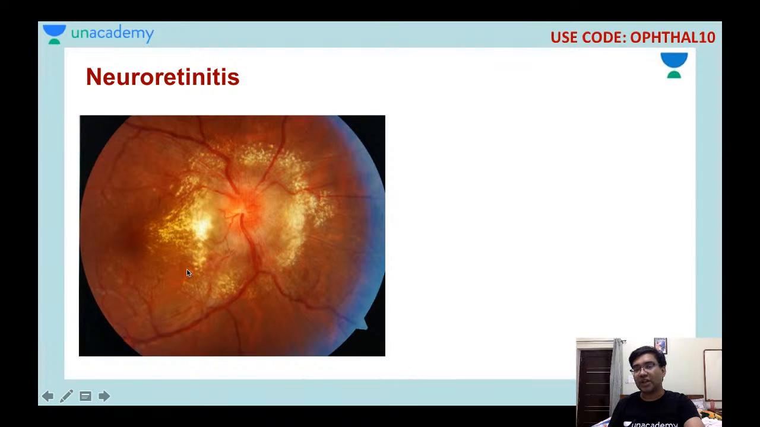Then we have a neuroretinitis. In this picture, if you can appreciate, there is a disc edema. Very important. You are having a disc edema. You cannot see the margins of the disc, and also if you can appreciate, there are exudates all around the disc margins as well. Okay, so these exudates around the disc margin, they are basically telling that there is an inflammation of the retinal nerve fiber layer. So this is a patient of neuroretinitis.